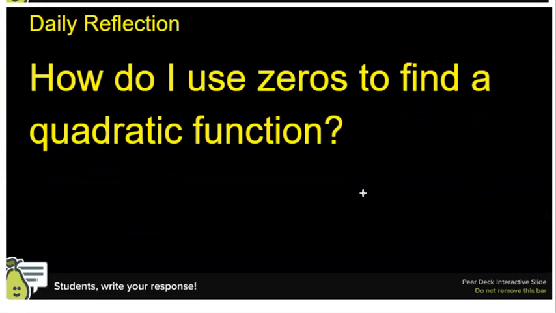On the last slide, write out your daily reflection. How do I use zeros to find a quadratic function? Type your response.